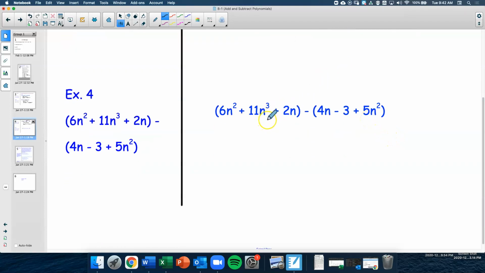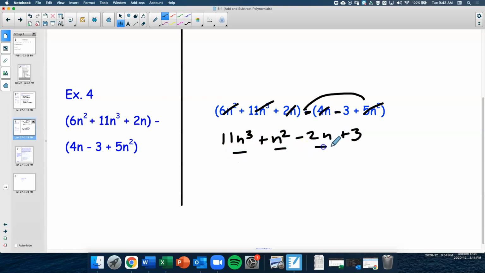Well, the first one I have is a 3rd power, but there's nothing else to the 3rd degree, so 11n cubed just gets to stay by itself. Move on to the next highest, which is squared. 6n squared minus 5n squared is just plus 1n squared, or plus n squared. So those are done. And you end up with 2n minus 4n, so minus 2n. Those are done. And then a minus 3. Yep, you're right, plus 3.